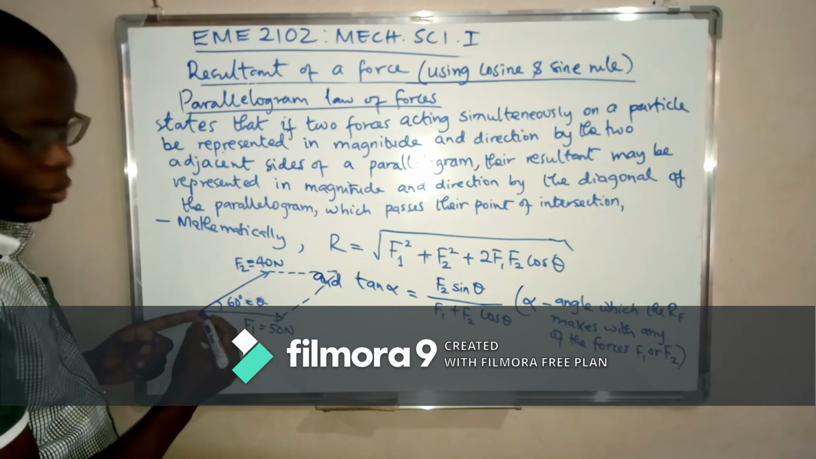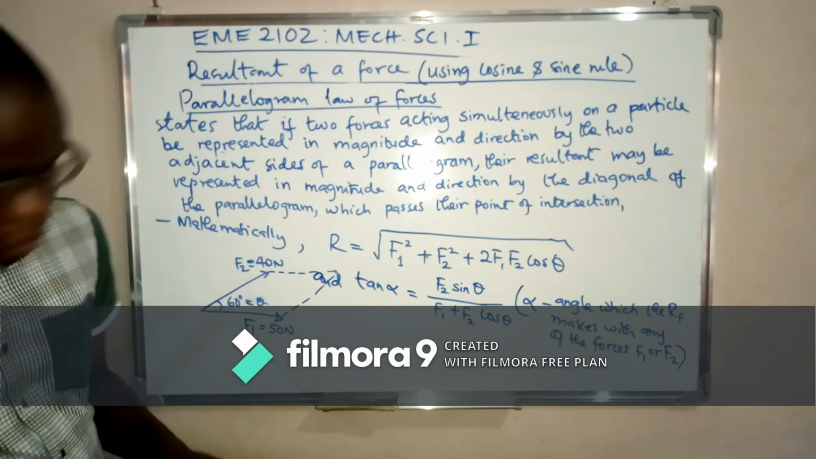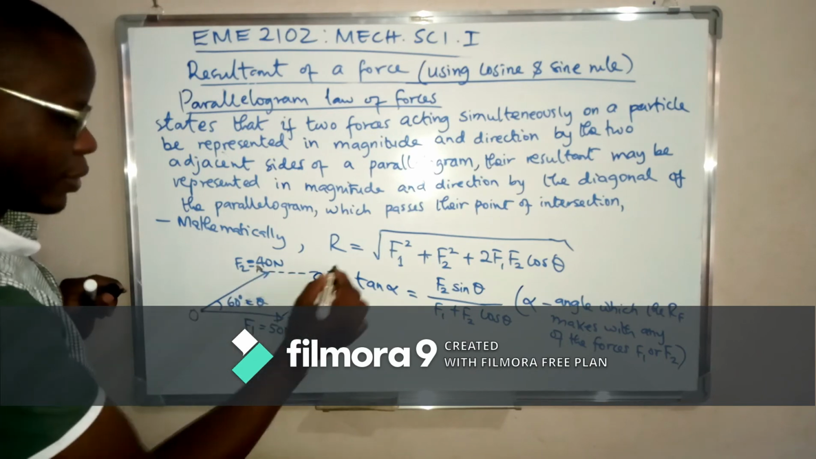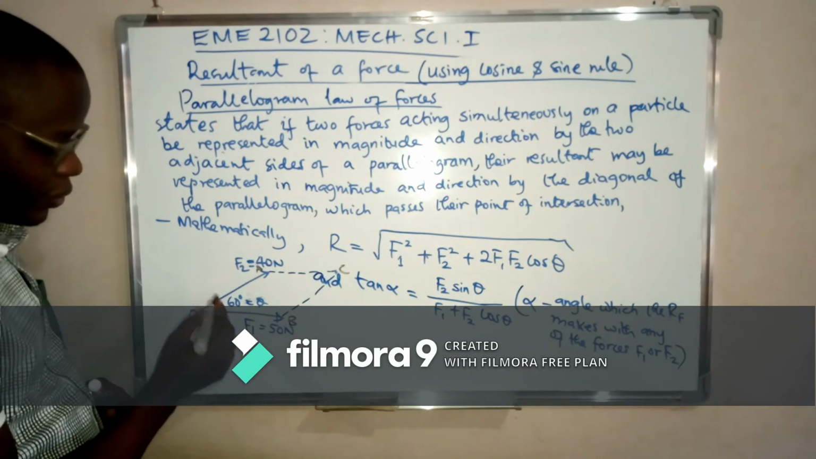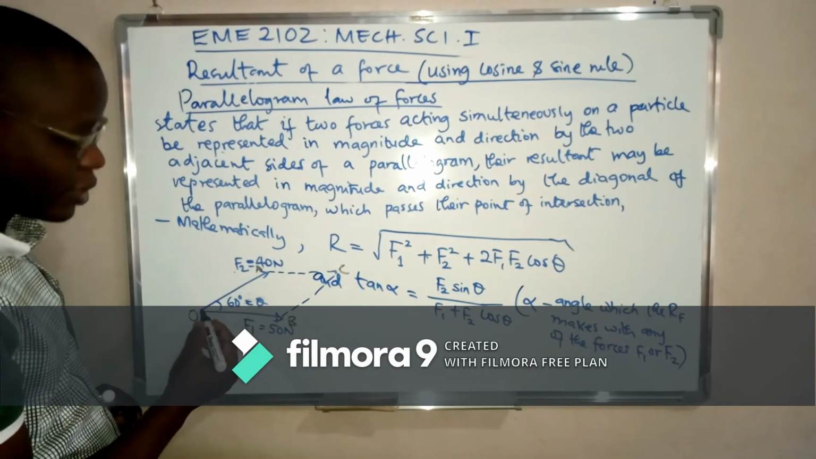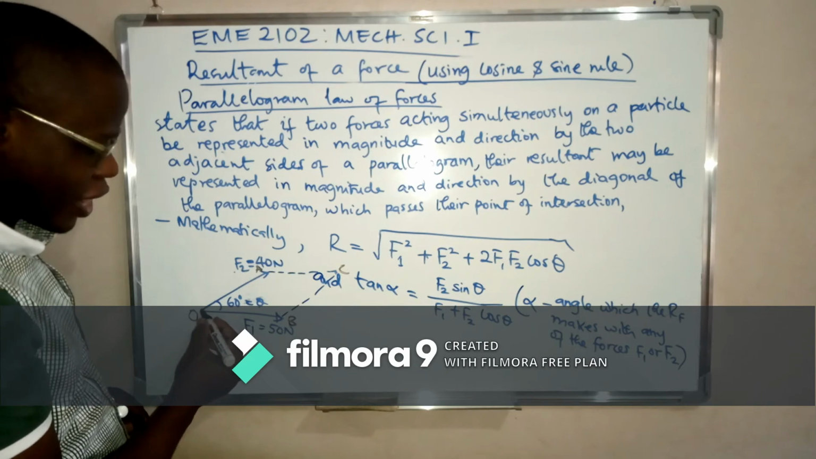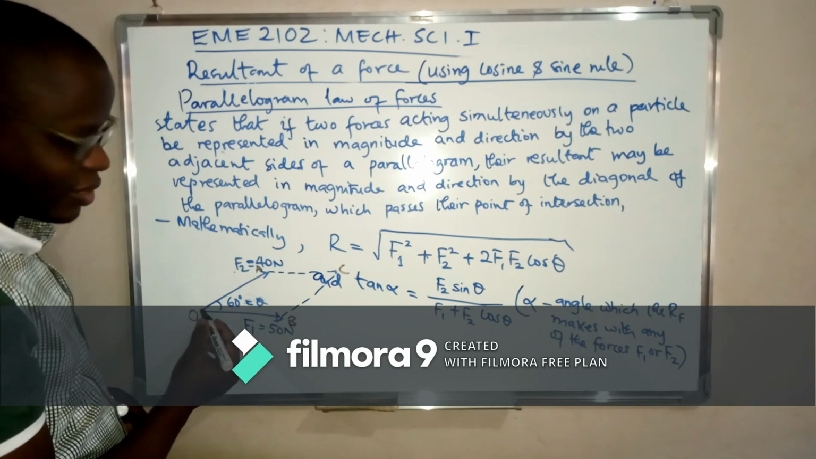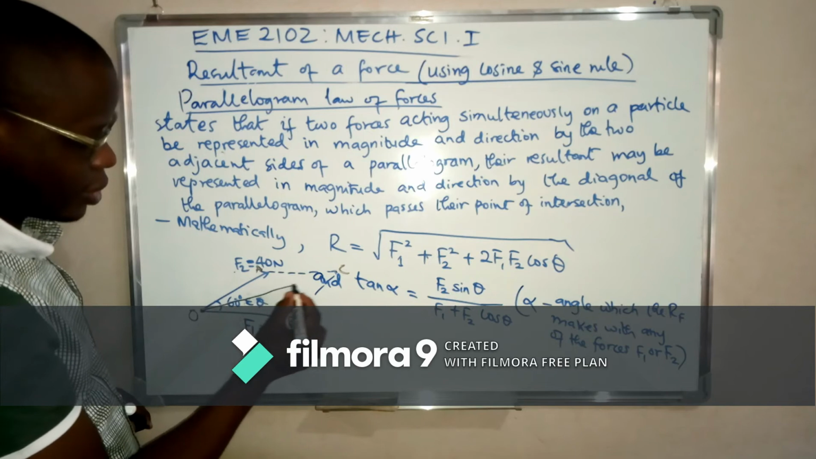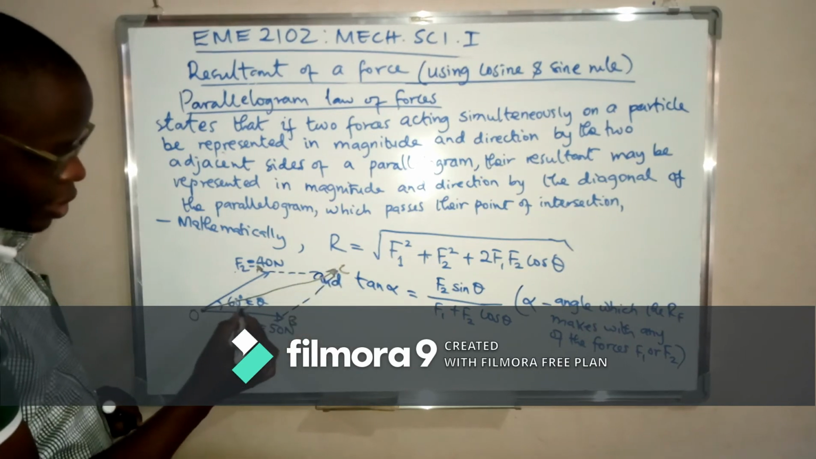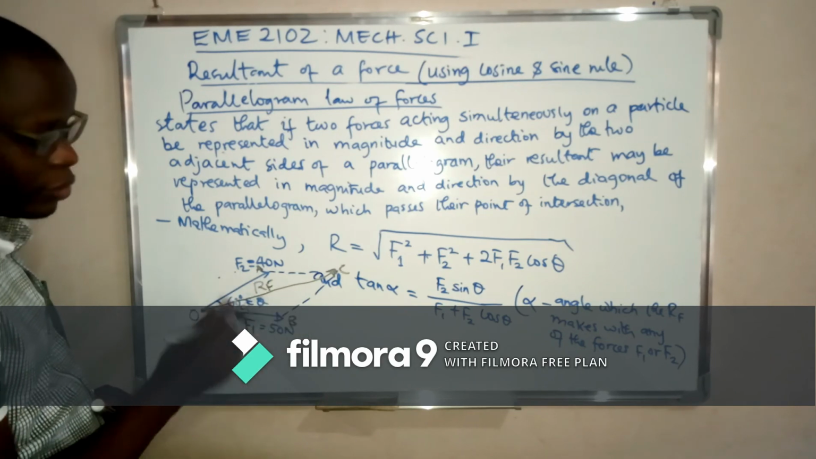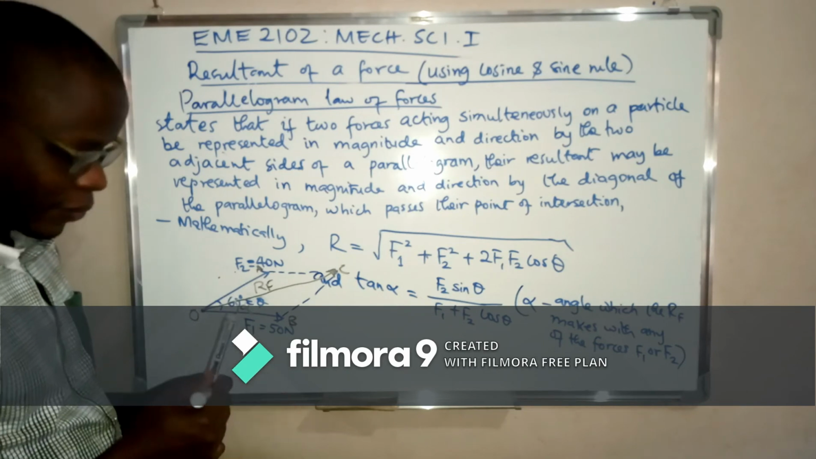To get the magnitude, we'll run from this point here. So we say this is O, this is A, this is B, and this is C. The resultant of these two forces, F1 and F2, according to the parallelogram law of forces, runs from the point of intersection through to the other end. So we have the resultant force here. This angle alpha represents the angle between F1 and F2, the two forces whose resultant force we want to get.